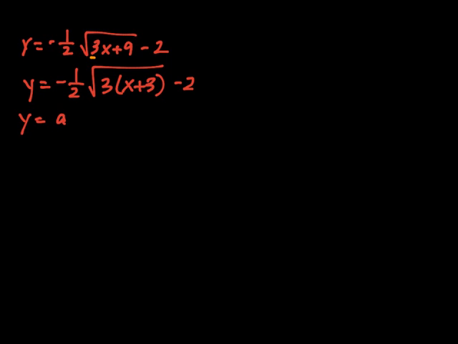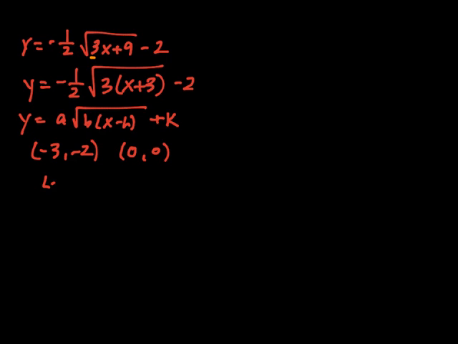Now it looks like the form that it should be in. Okay? So let's go ahead and do the vertex first. What's the vertex? The vertex is -3, -2. So what's the translation based on the vertex? The parent function has a vertex at 0, 0. That means we went left 3 and down 2.